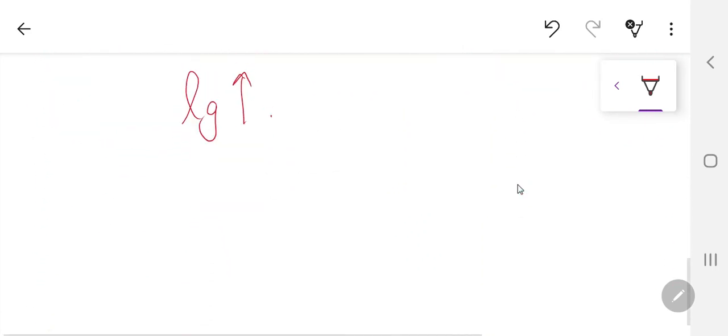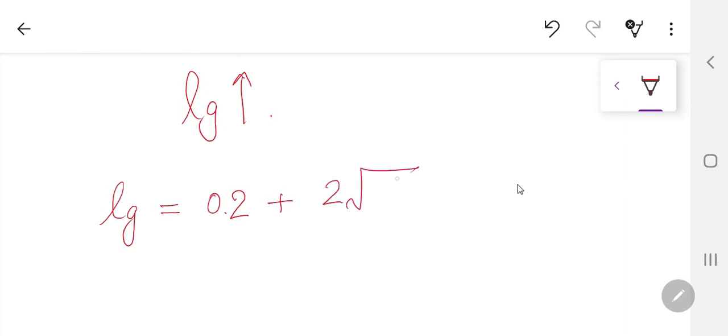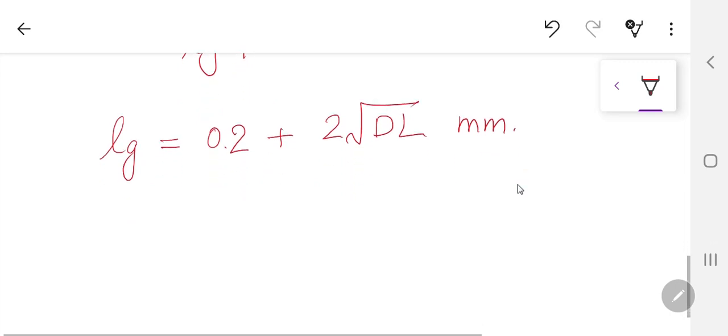Now if I talk about the empirical formulas, there are many formulas available in your book, and I won't suggest using any of them in particular, but as per your design, you can use them. Supposedly, one formula given in your book is Lg = 0.2 + 2√(DL), in millimeters. Remember, this air gap length can be from 3 to 4 millimeters, or 5 millimeters at the maximum. The smaller the better, because, as I just told you, power factor is one consideration.